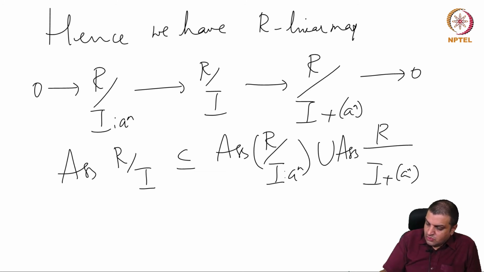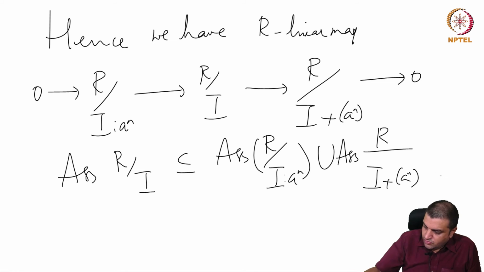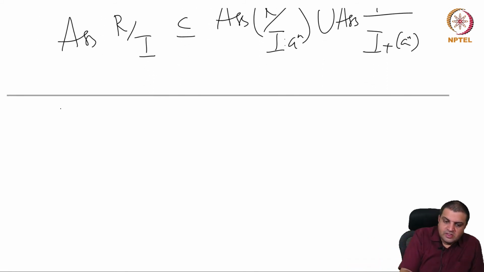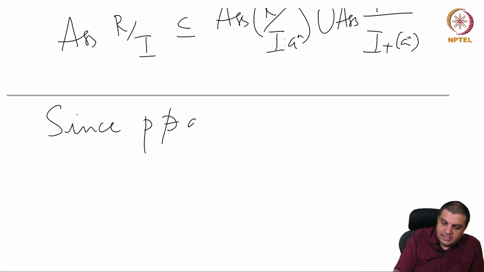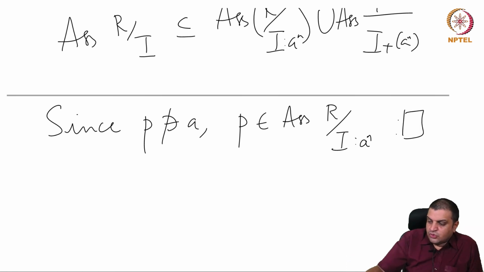Since P does not contain A, P belongs to the associated primes of R mod I colon A to the n. Okay. So, this is true for every n.